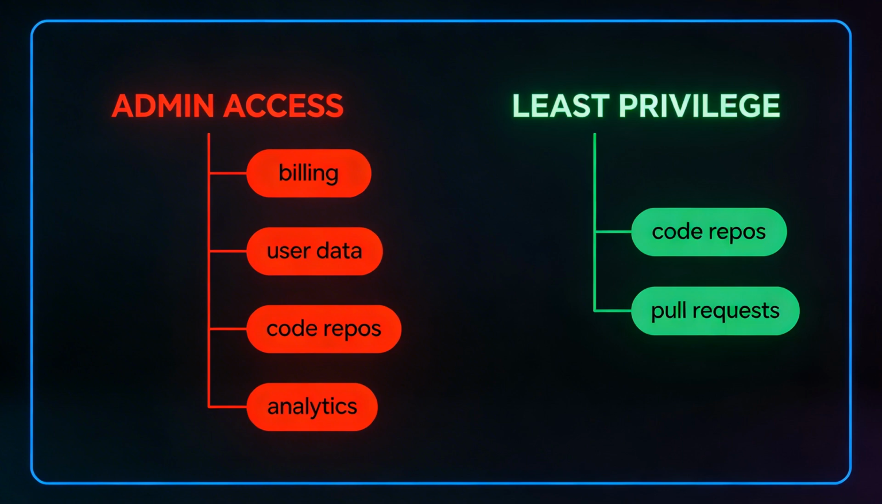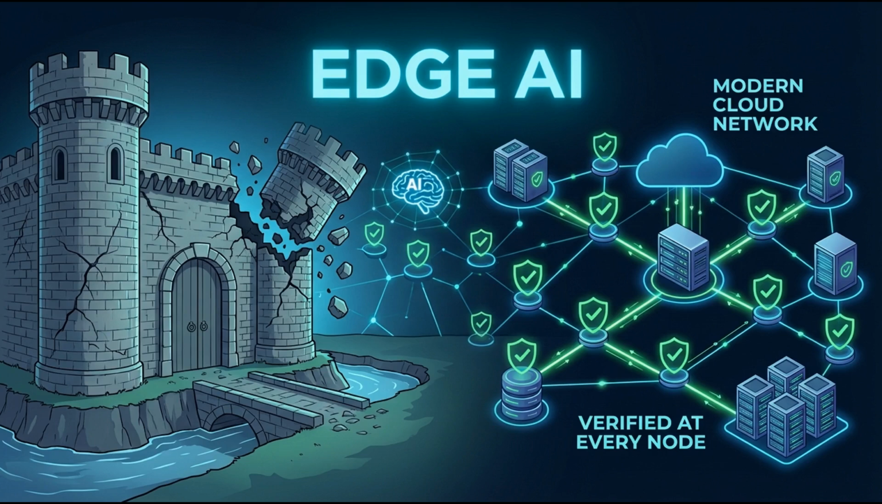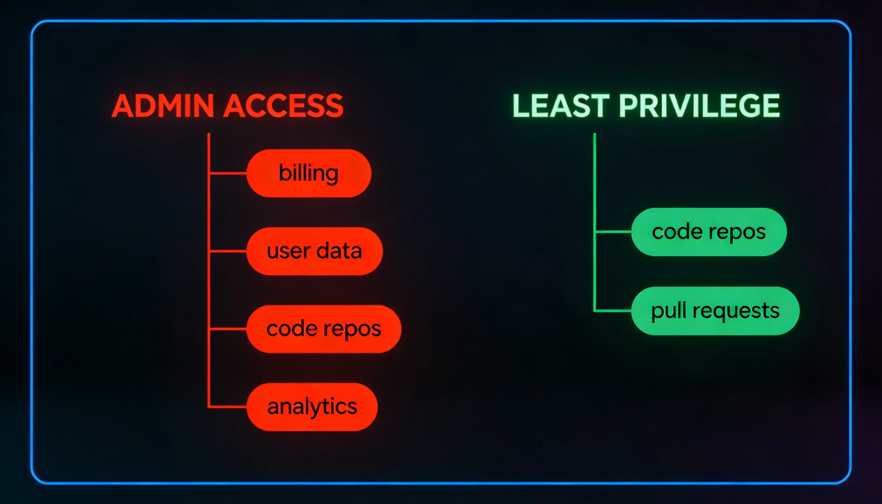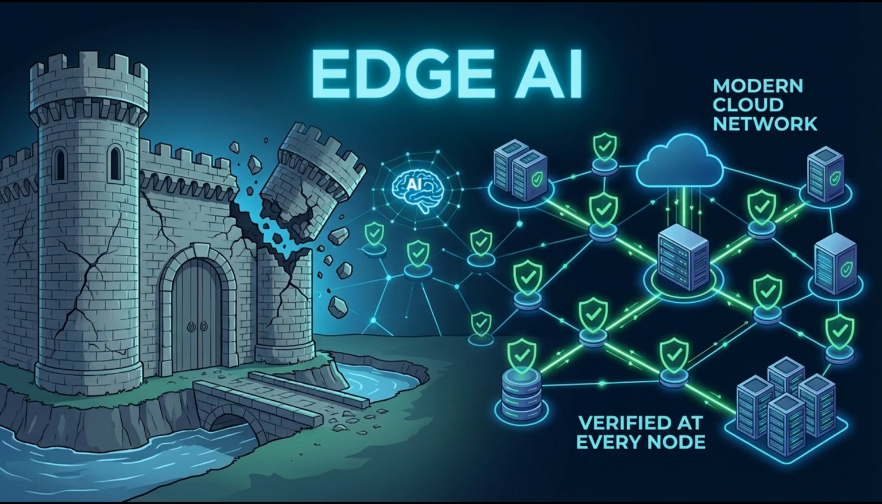Principle 3, assume breach. Design your systems as if an attacker is already inside. Segment your network so a breach in one area can't spread everywhere. Monitor everything. Log everything. If something looks unusual, investigate immediately.